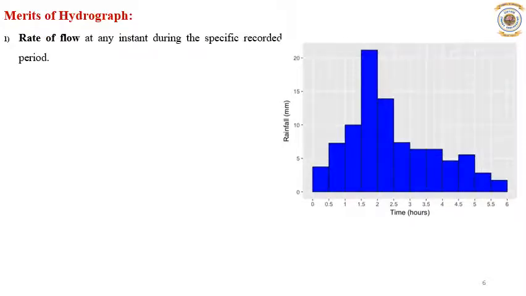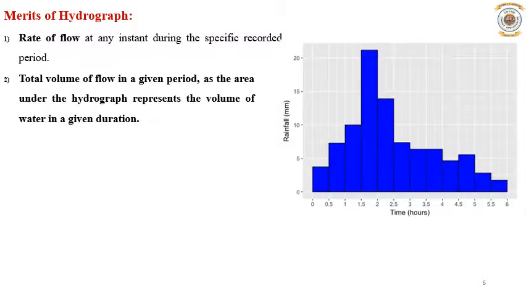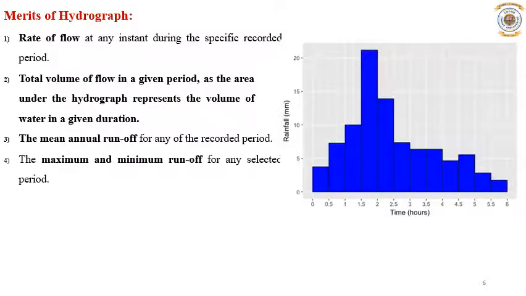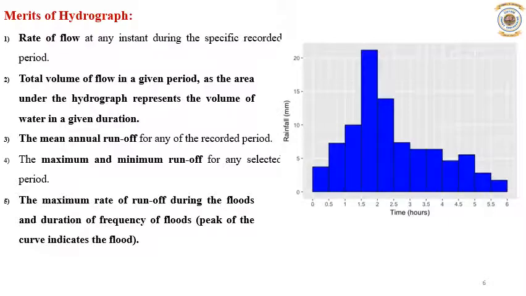Okay, so by drawing this graph you can calculate or find the rate of flow at any instant during the specific recorded period. Then you can calculate the total volume, which is nothing but the area under the hydrograph, representing the volume of water in a given duration in a specific recorded time. Then you can measure the mean annual runoff for any recorded period. You can find the maximum and minimum runoff for any selected period, and also find the duration of floods and the frequency of floods, by drawing this hydrograph.